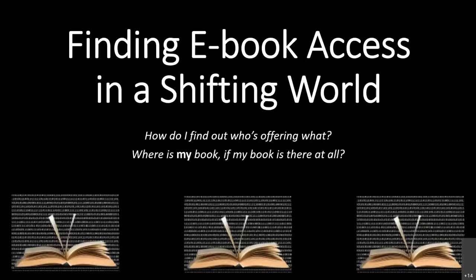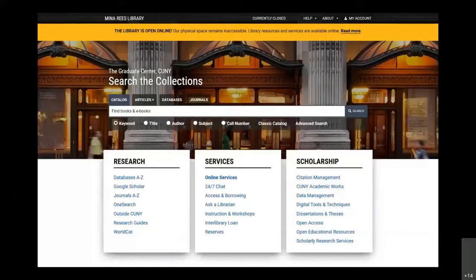All right, so this is the library's homepage. And as with any research project, it's really a good idea to begin your research right here on the library's homepage. The URL is library.gc.cuny.edu. And you see that mustard yellow banner up at the top.